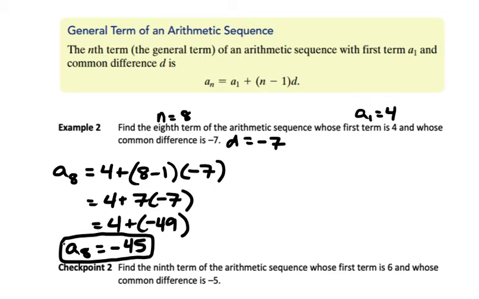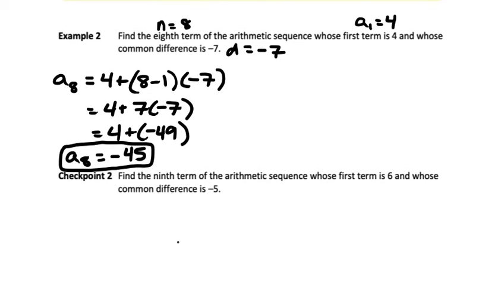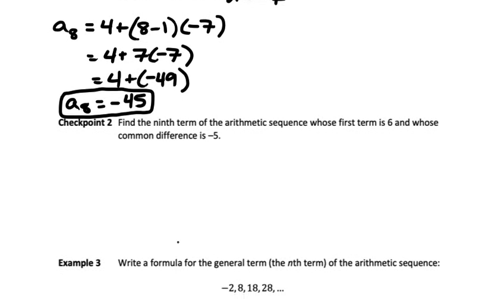So now you should look at checkpoint problem number 2. Do this in your notes, check your answer, and then move on with the video.